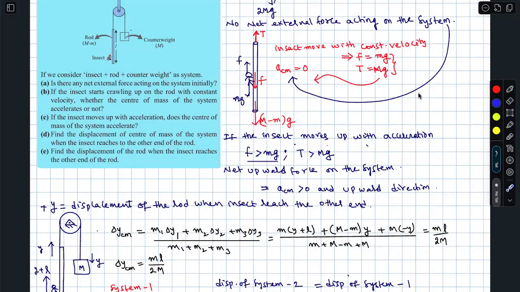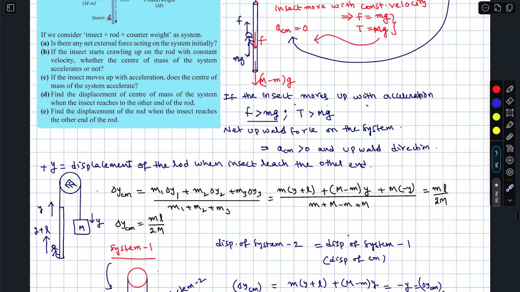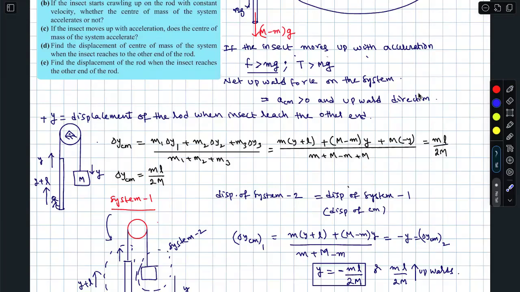Find the displacement of center of mass of the system when the insect reaches to the other end of the rod. Now I require a lot of concentration. See, I am assuming that the rod will have an upward y displacement when the insect reaches the other end. Means the time when the insect reaches from here to here.